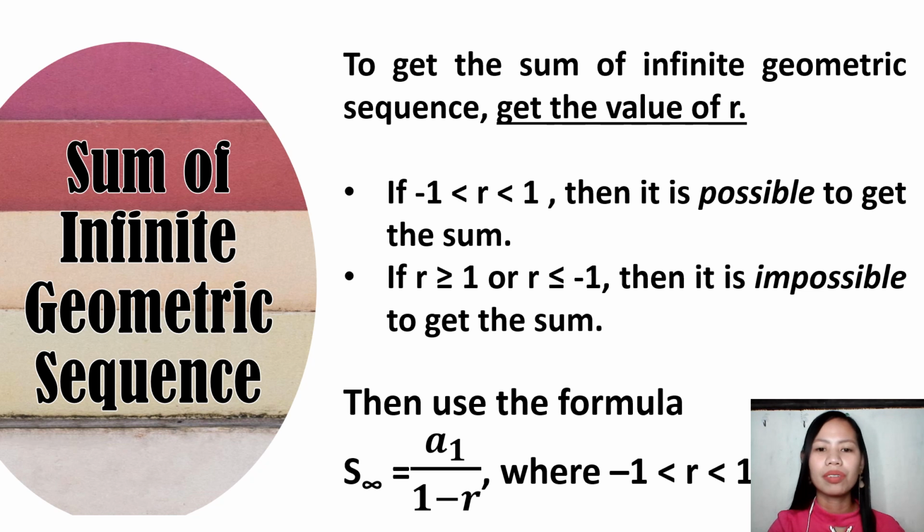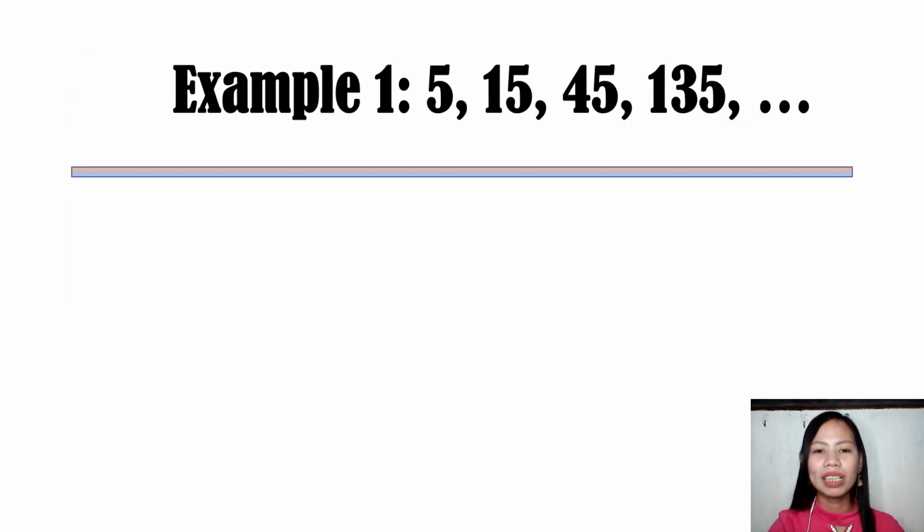Another one, if the common ratio is greater than or equal to 1, or the common ratio is less than or equal to negative 1, then it is impossible to get the sum. So let's say, for example, the common ratio is 1/2. It is possible to get the sum. If it is possible to get the sum, you will use the formula S sub infinity, because we are solving for an infinite geometric sequence, equals A sub 1 all over 1 minus r. So let us have this example.